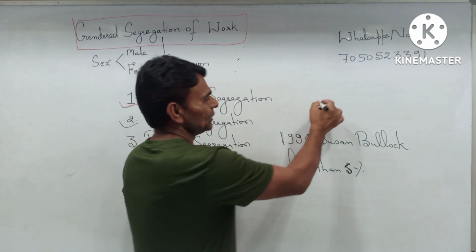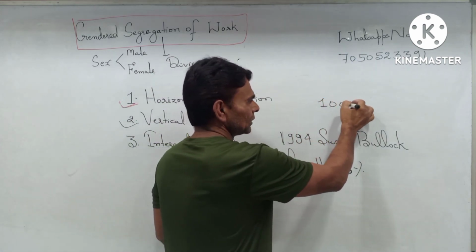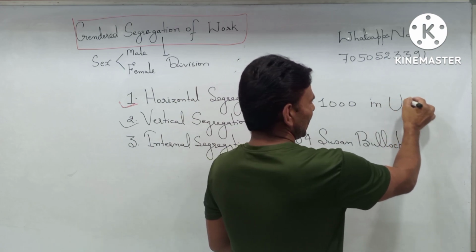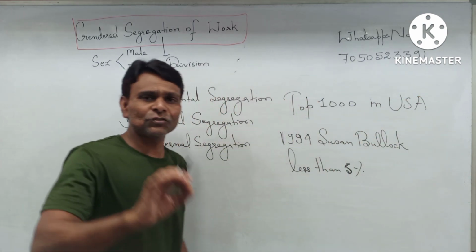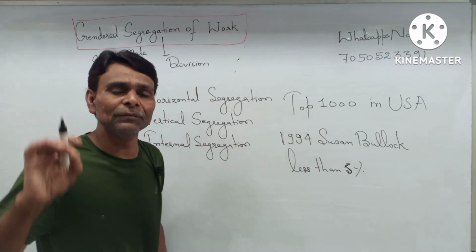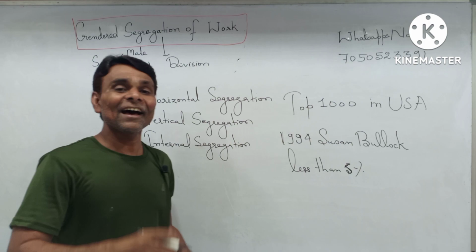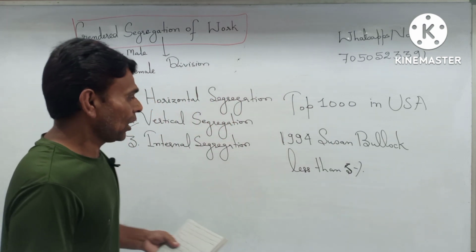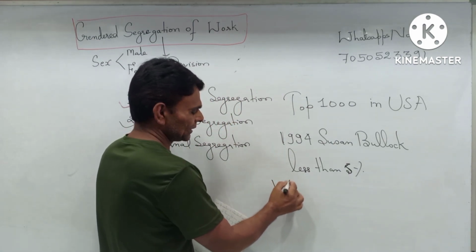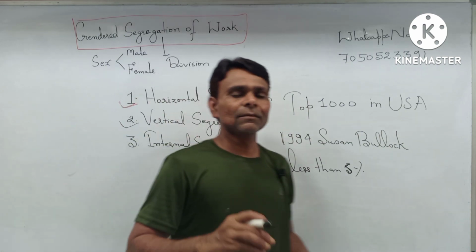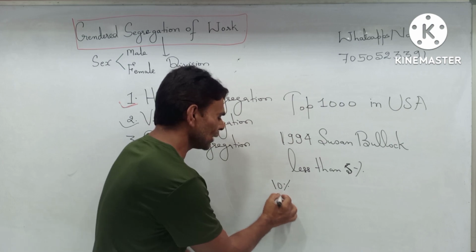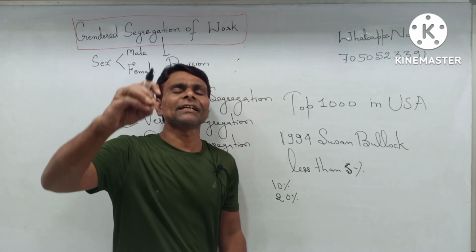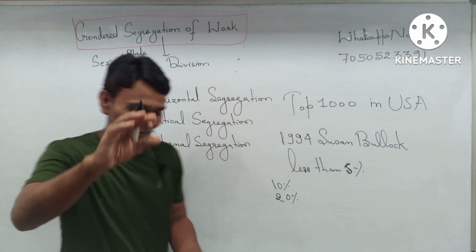For example, among the top 1,000 corporations in the USA, only 2 are headed by women. It is the situation of women at the international level. And on average, less than 10% of women are members of parliament, and less than 20% of women are working as middle-level managers. And this trend is pretty much similar even today.